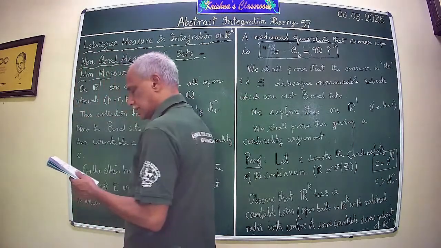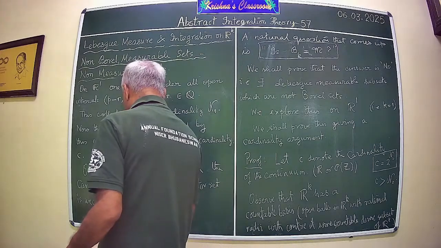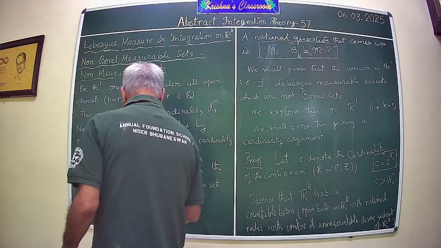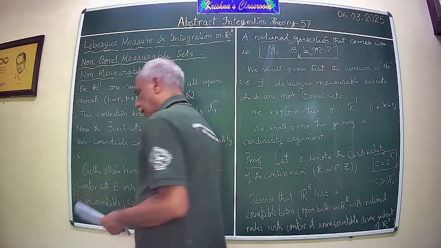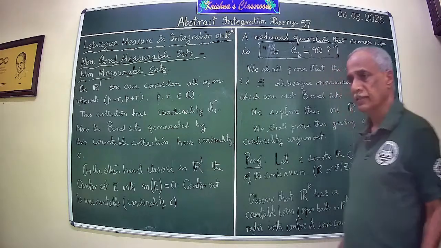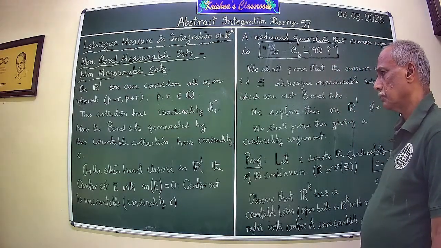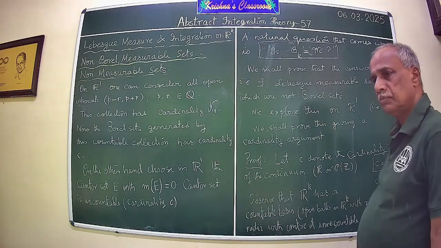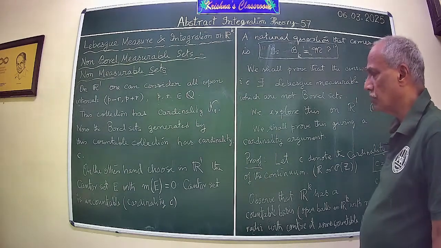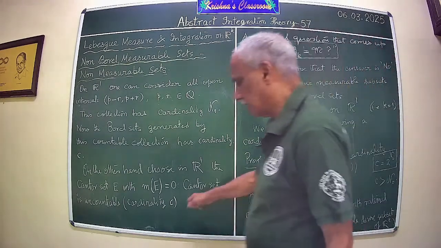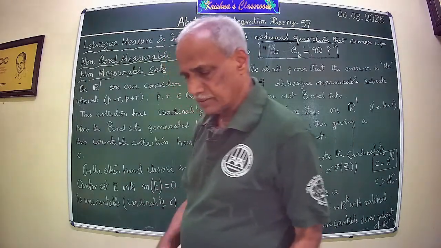Is uncountable. It has cardinality C. Now this is an example of a subset of R which is uncountable, but still it has the Lebesgue measure equal to 0. Okay, it's a typical example, right? Now you can look into the proof of this result.